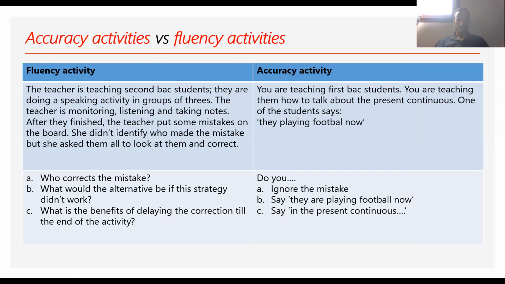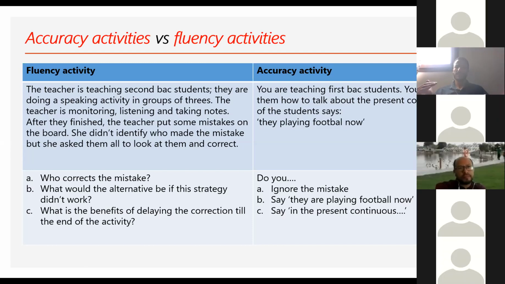A. Who corrects the mistake? B. What would the alternative be if this strategy didn't work? C. What is the benefit of delaying the correction till the end of the activity? Good. Now let's compare. Can someone read the accuracy?